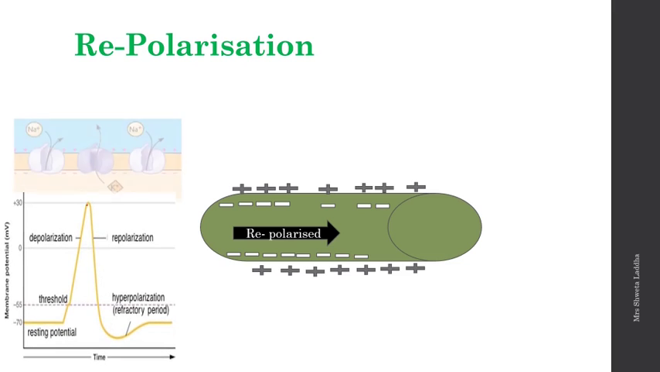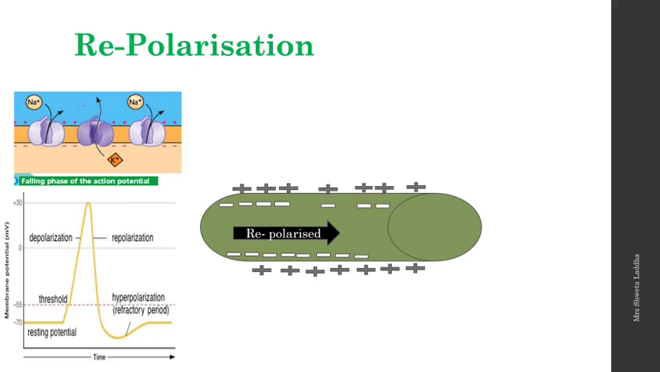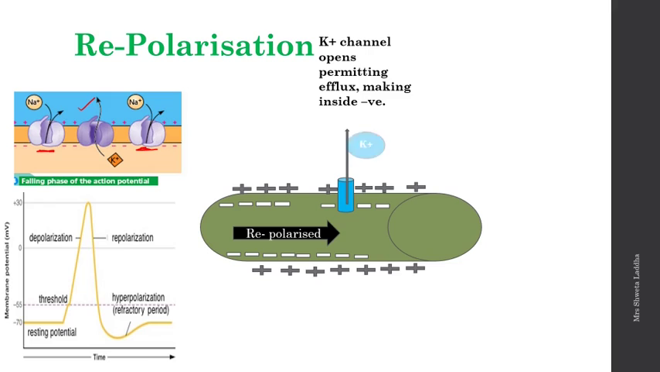What happens at repolarization? Now the potassium gates are opened and sodium gates are closed. See, the sodium gates, they are closed. These are the sodium gates which are closed. Let us look at the diagram. This is the potassium gate. Potassium channel opens. As the potassium channel opens, the potassium is effluxed outside. As the potassium effluxes outside, continuous potassium is put outside.